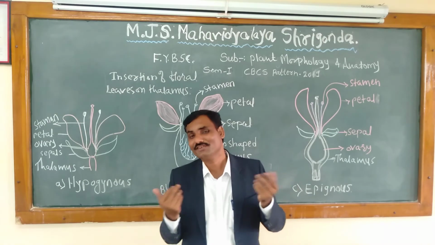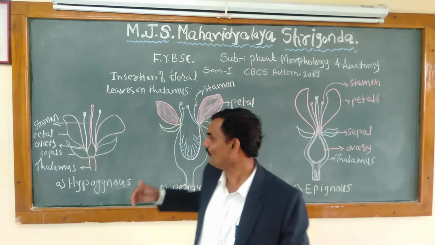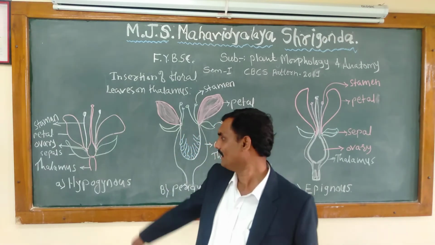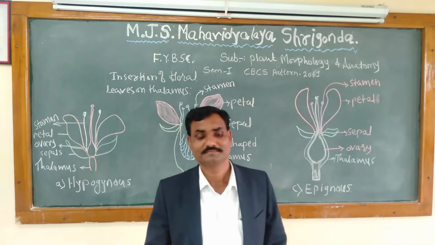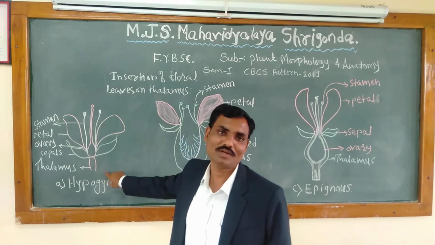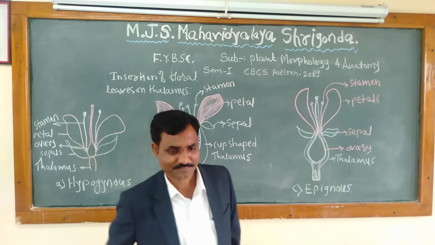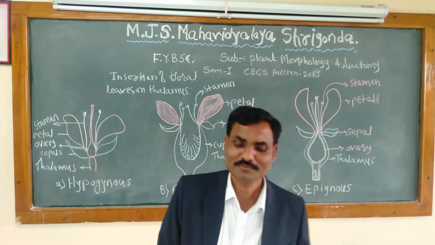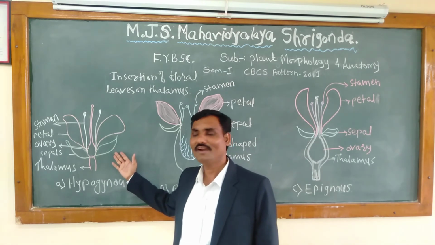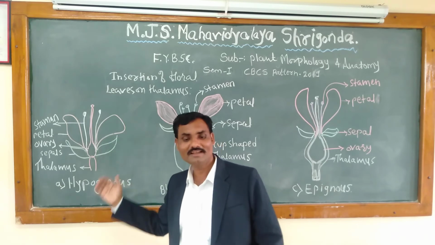Then what about calyx? We know that calyx is the outermost floral whorl and it is present at the base of the thalamus. Observe this diagram. Dear students, we can understand very well the calyx is present at the base of the thalamus. And it consists of small green leaf-like sepals. We can easily identify this small green leaf-like structure that is called calyx.